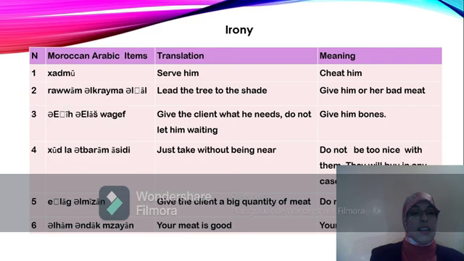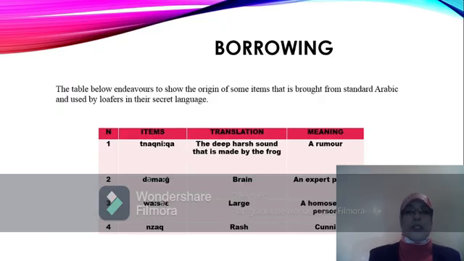Item number 6, "الهم عندك مزيان." Now the meaning is that your meat is good. However, the real meaning is that your meat is totally bad. Again, it's a kind of irony, and as it is defined, irony is the expression by a deliberate contrast, which is normally remarked between apparent and intended meaning. So this is basically irony.